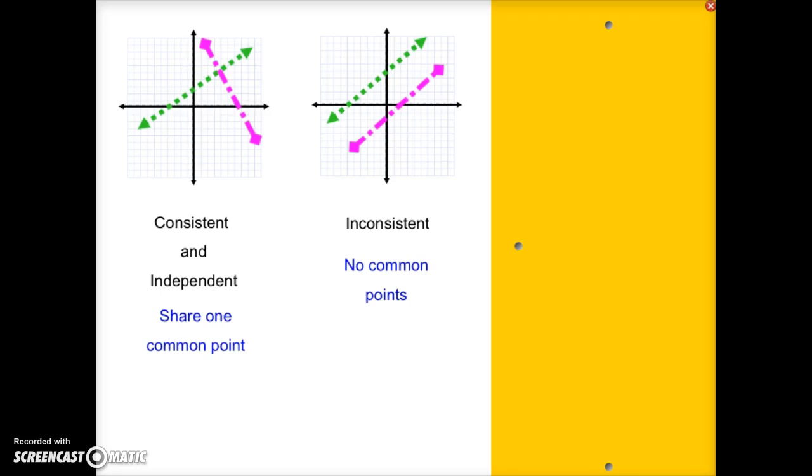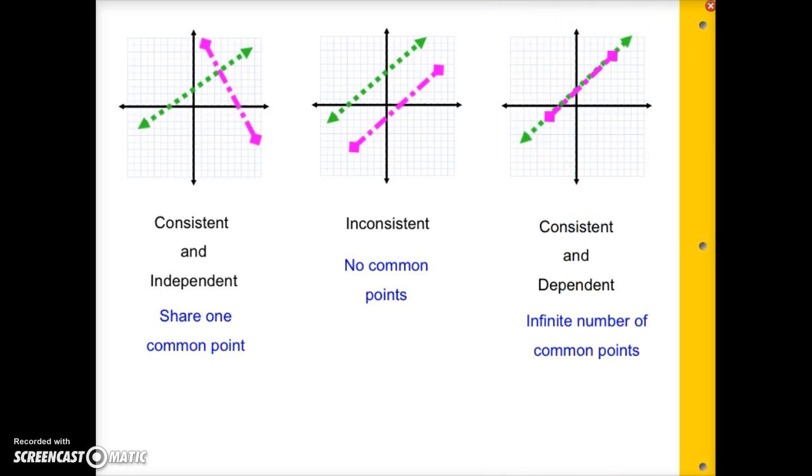Third case, and this is the one that's a little bit on the weird side, is when they give you two equations for the same line. This system is said to be consistent and dependent. The two lines, since they overlap, share an infinite number of points. All the points on one line are also all the points on the other line, so they share an infinite number of common points.